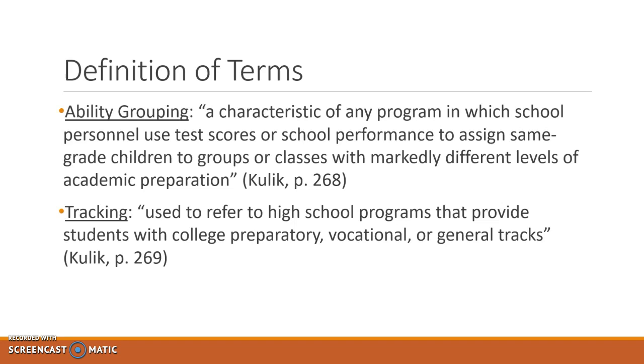Definition of terms. Ability grouping and tracking are two terms that have been defined in different ways throughout our history, but for the purpose of this chapter and for my presentation, I'm going to use Kulik's definitions. Ability grouping is a characteristic of any program in which school personnel use test scores or school performance to assign same grade children to groups or classes with markedly different levels of academic preparation. Tracking is used to refer to high school programs that provide students with college preparatory, vocational, or general tracks.